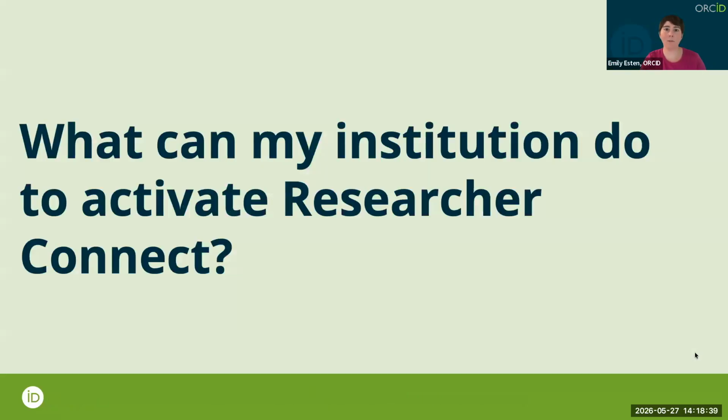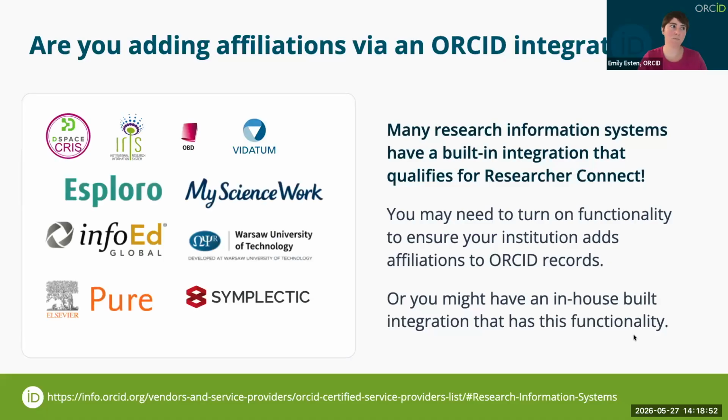So now that we've talked about the workflow for Researcher Connect once it's enabled, and then some of the different ways to track the information relevant to how Researcher Connect is performing, I want to talk about what you can do to take next steps in activating Researcher Connect. So the first thing to check is that Researcher Connect can be enabled for any member that is adding affiliations via an ORCID integration. So you should check if you have an active ORCID integration, whether or not you're adding affiliations. Many research information systems have built-in integrations that qualify for Researcher Connect.